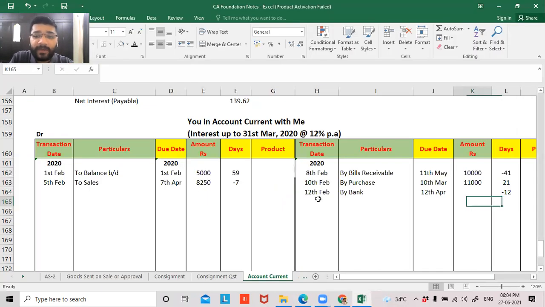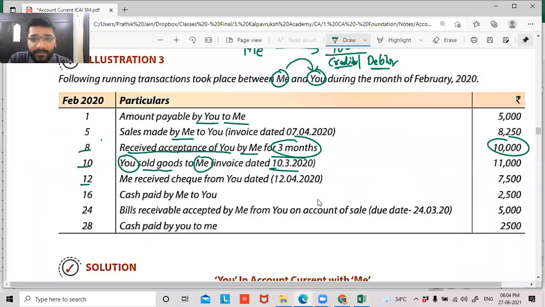Amount is 7,500. Tell me, guys, yes or no? 12th April is the transaction date. 12th April is the due date for the check, and the amount is 7,500. So the due date is falling after the account current statement date. 31st March is the account current statement date. Calculate the number of days from the next day, that is from 1st April. So from 1st April to 12th of April, it is minus 12 days.